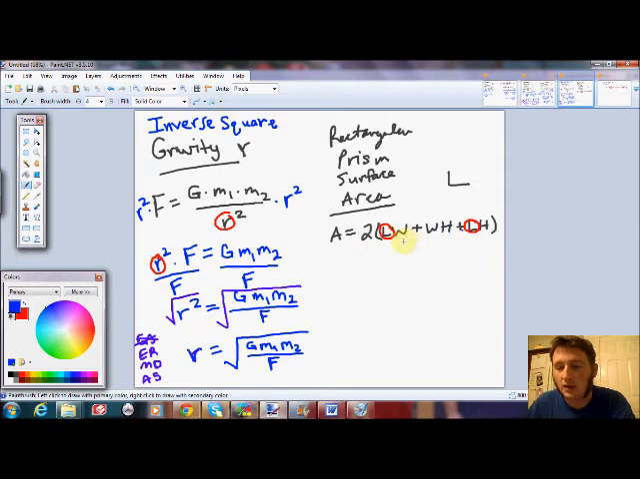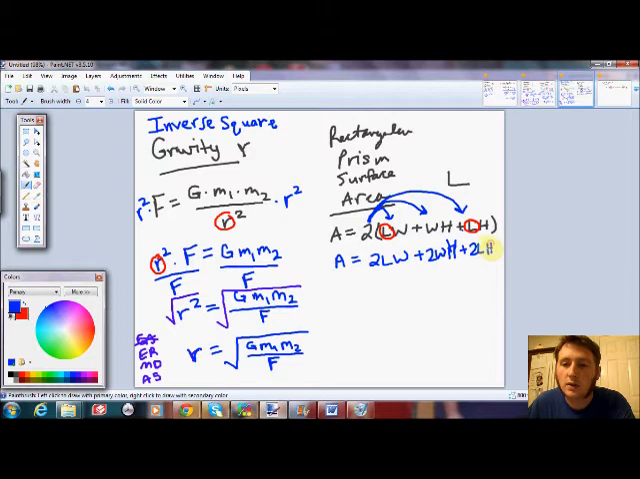Well, I know a lot of you want to distribute. And you could go ahead and divide by 2, or you can go ahead and distribute. I bet so many of you would distribute, but I guess I better do it that way just so you can see. So let's say you do decide to distribute the 2. 2LW plus 2WH plus 2LH.